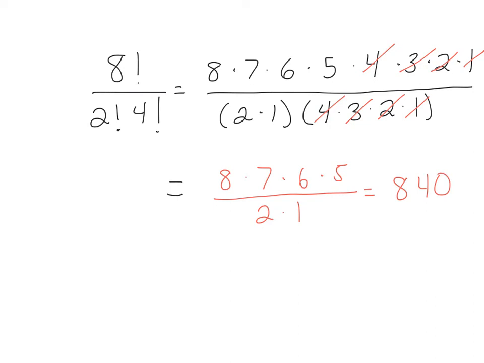Now, you don't have to cancel things out. You can basically do all the multiplication up top, divided by all the multiplication from the bottom, and you still would have gotten 840.